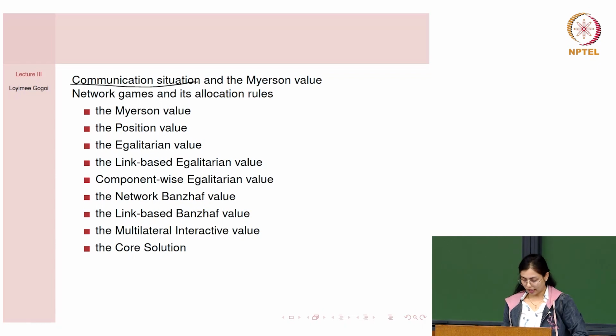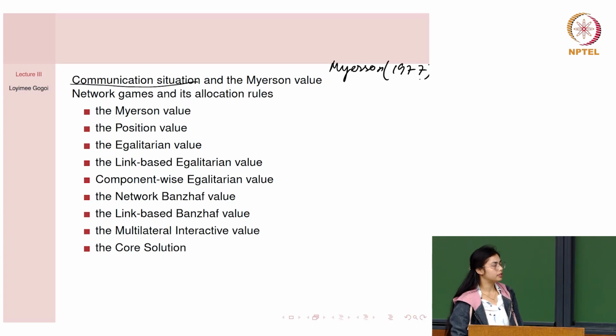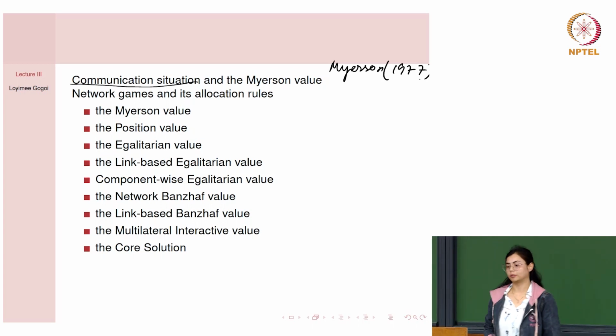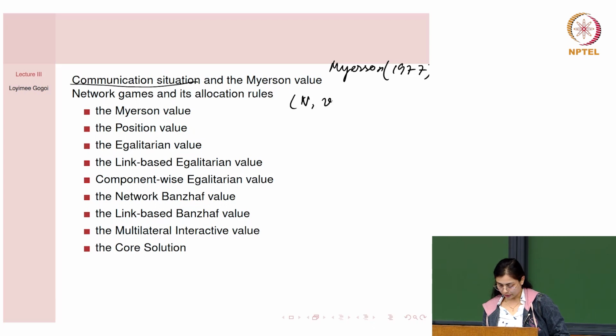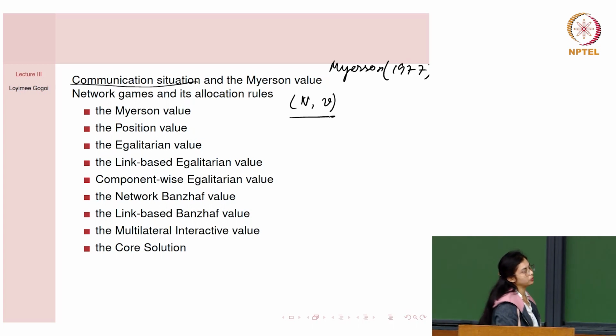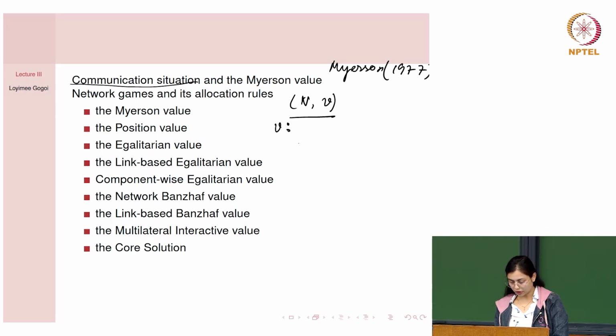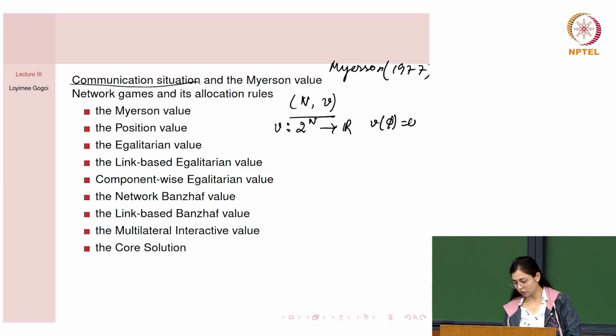First, Myerson in 1977 introduced a graph-theoretic idea to analyze the cooperation structure in a cooperative game. In cooperative games, players have some strategy to cooperate with other players and form coalitions, right? If N is the set of agents or players, V is a real-valued function whose domain is the set of all coalitions, with the restriction that the empty coalition always generates zero value.